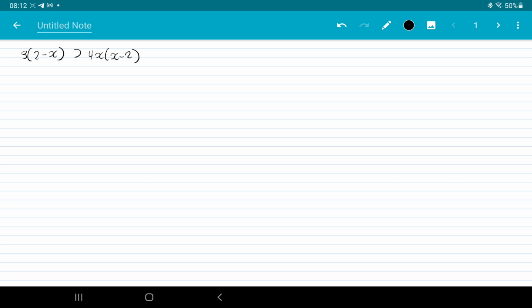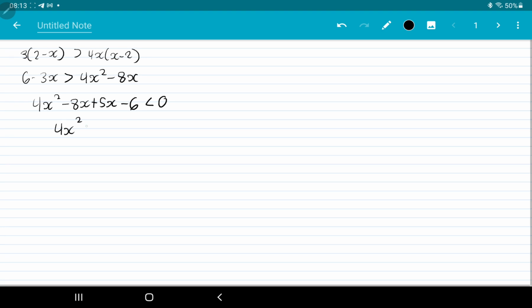Now, if you see it right off the bat, we can create a quadratic equation. By expanding the brackets, you should get 6 minus 3x is bigger than 4x squared minus 8x. Now we should arrange the values to become the quadratic 4x squared minus 8x plus 5x minus 6 is less than 0. Then we can simplify 4x squared minus 3x minus 6 is less than 0.